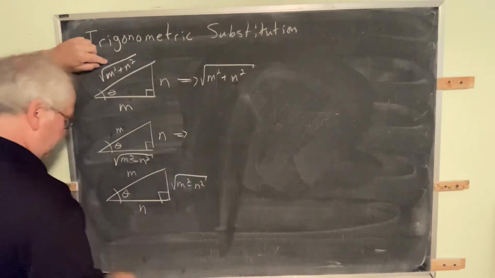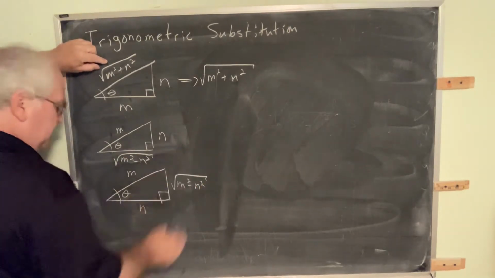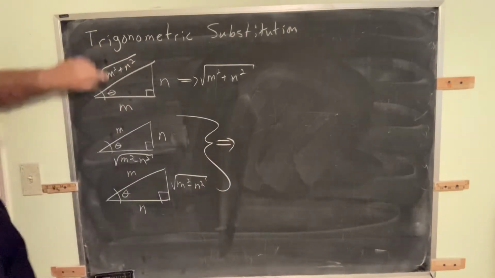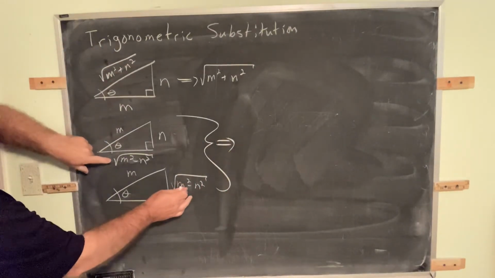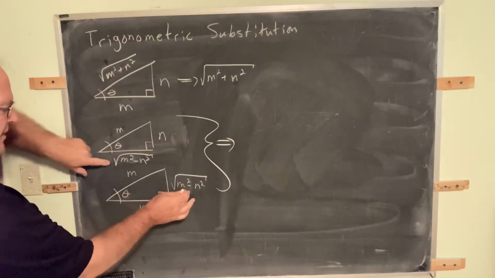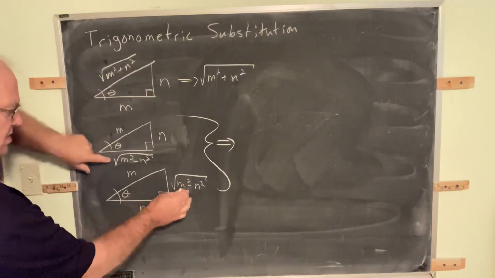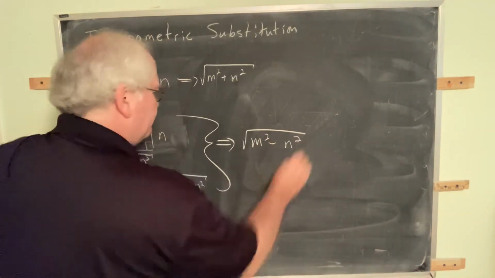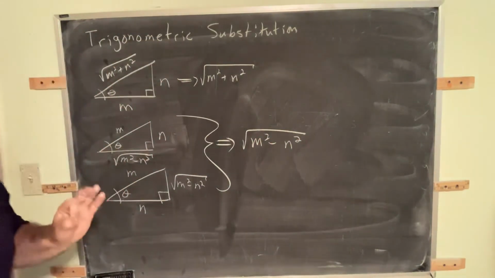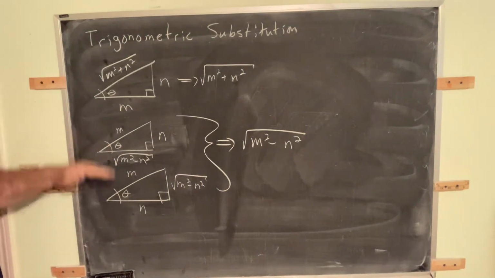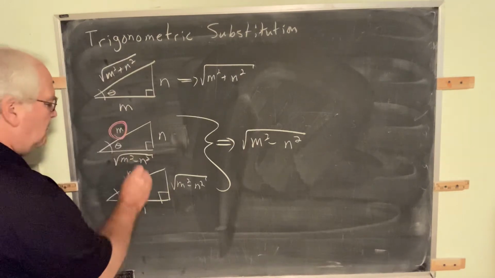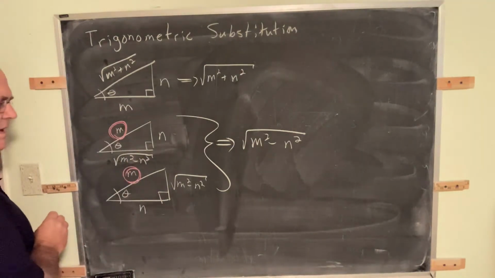Another scenario, in fact, both of these scenarios, it appears as though there are three. Really, there are three, but they manifest themselves in this view in just two. This is the square root of m squared minus n squared. Now, here's the key to notice. In both of these scenarios, notice that m was the hypotenuse.